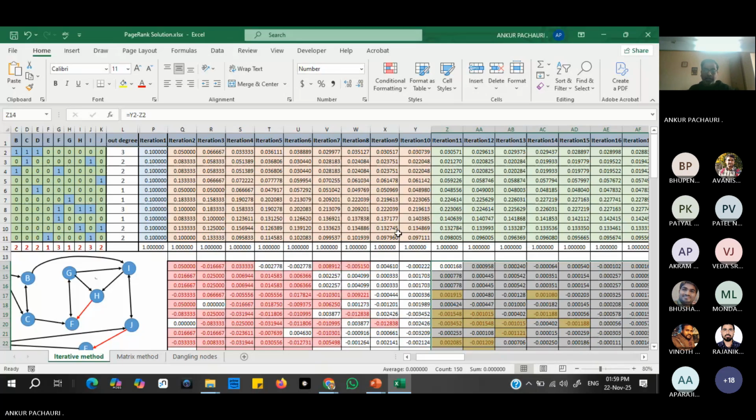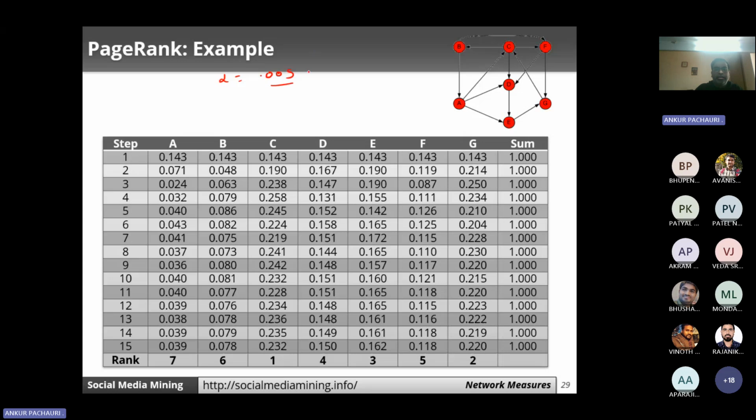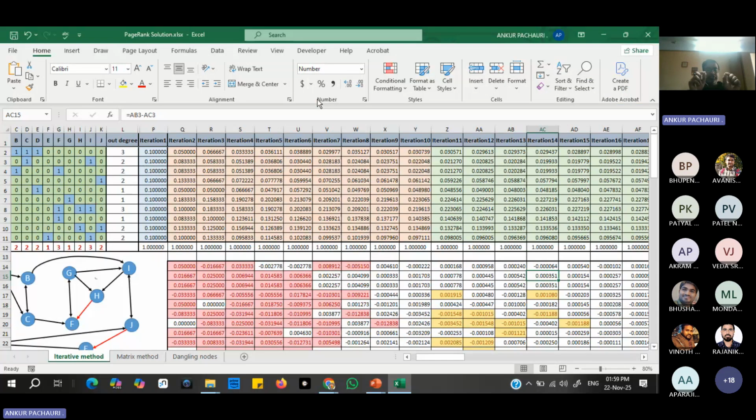Now, I'll explain. If alpha equals 0.005, the number of iterations I require is iteration equals 10. I'll tell you the significance of this value of alpha. If I choose my alpha to be 0.001, it means I want the difference between two successive page ranks of the same node to be lesser than 0.001.